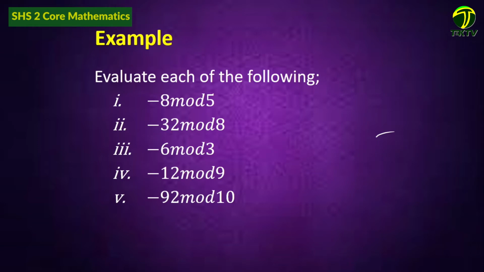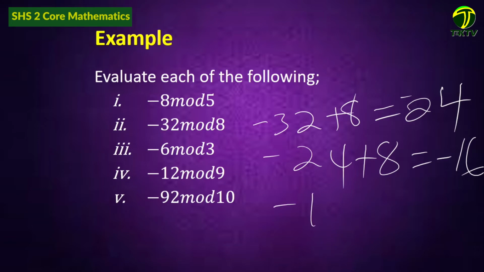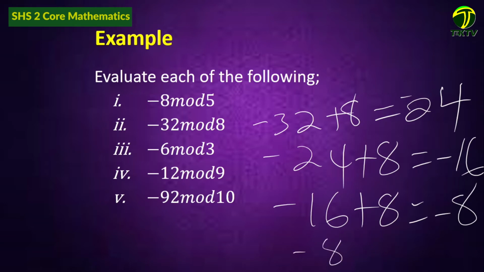Let's go to II, negative 32 in mod 8. So here, negative 32 plus 8 will give us negative 24. And that negative 24 plus 8 will give us negative 16. Negative 16 plus 8 will give us negative 8, which is still a negative. So negative 8 plus 8 will give us 0, which means neg 32 in mod 8 equals 0.